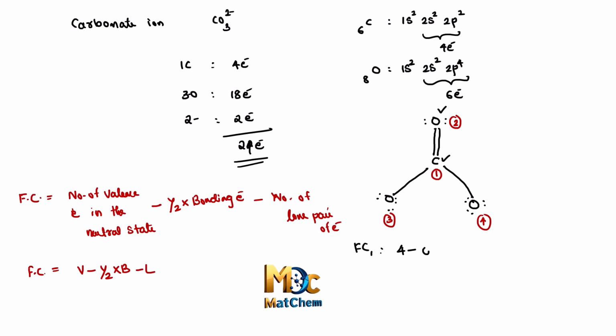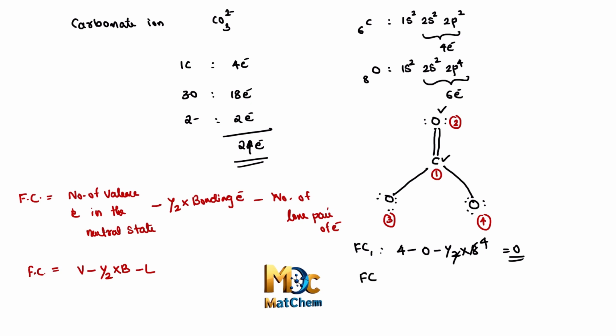There is no lone pair, that is equal to 0. Minus 1 by 2 into how many bonded electrons? 2, 2 plus 2, 4, 4 plus 2, 6, 6 plus 2, 8. Into 8. 2 and 8 cancel, you will get 4. 4 minus 4 equal to 0. Therefore, the formal charge of the carbon in this particular molecule is 0.